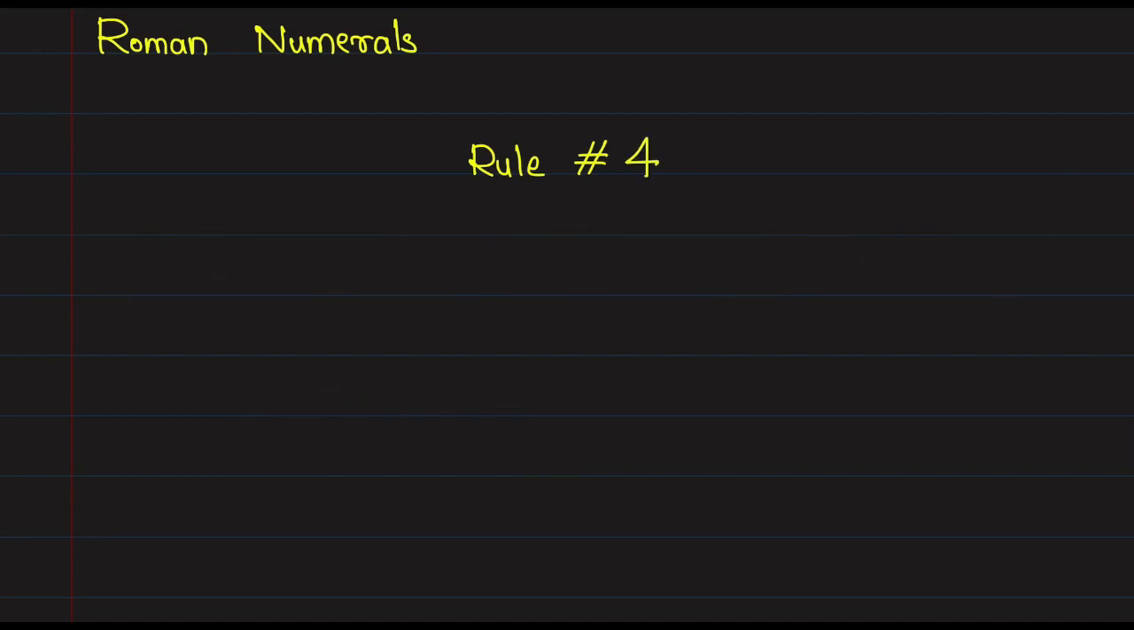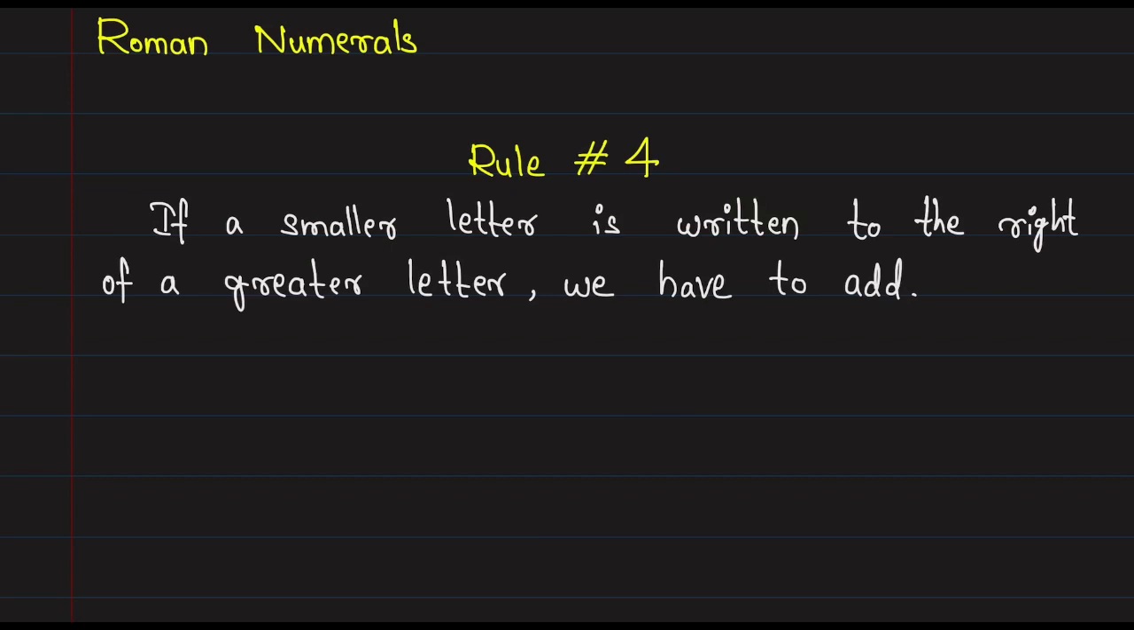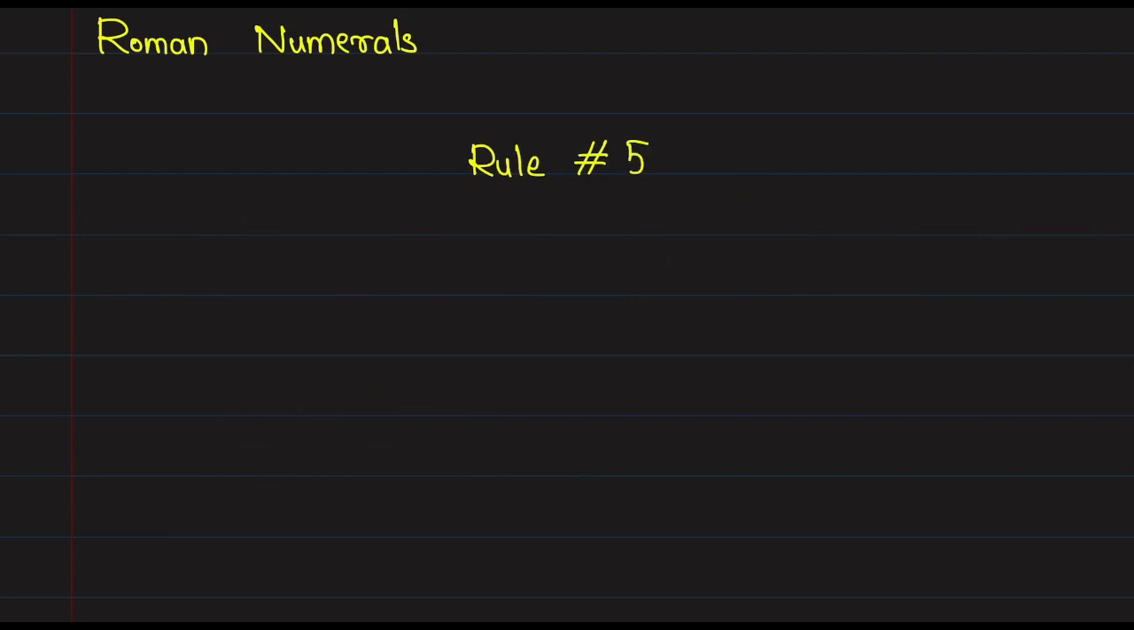Rule number 4. If a smaller letter is written to the right of a greater letter, we have to add. For example, VI. V means 5, I means 1. So the smaller letter is written to the right of greater letter. Now we need to add them. 5 plus 1, which gives 6. VI means 6. DX. D means 500, X means 10. So the smaller one is written to the right of greater one. We need to add 500 plus 10. So it is 510.